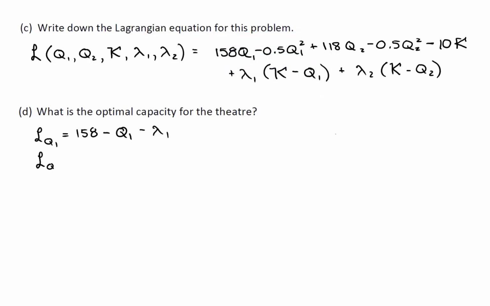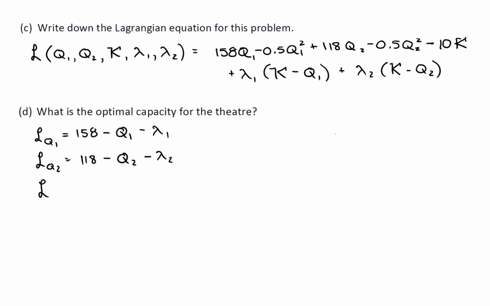The derivative with respect to Q2, I've got my first terms here. So the derivative of 118 Q2 is going to be 118 minus the derivative of negative 0.5 Q2 squared, which is going to be negative Q2. I've got one more Q2 term here. The derivative of that is going to be negative lambda 2.